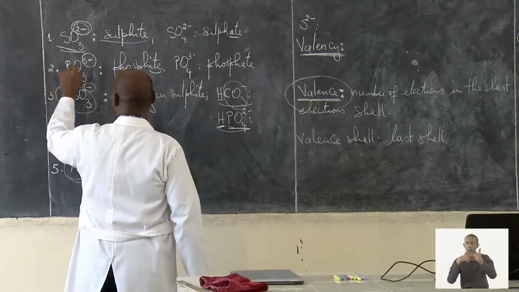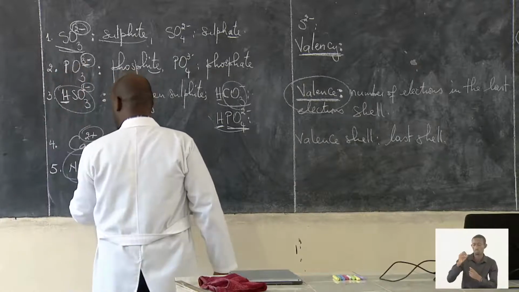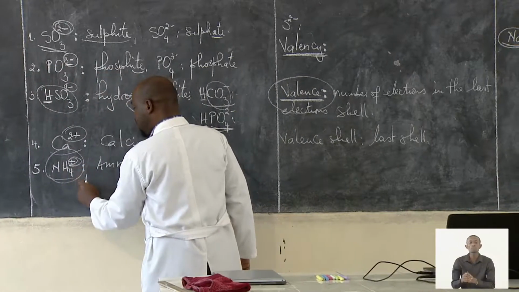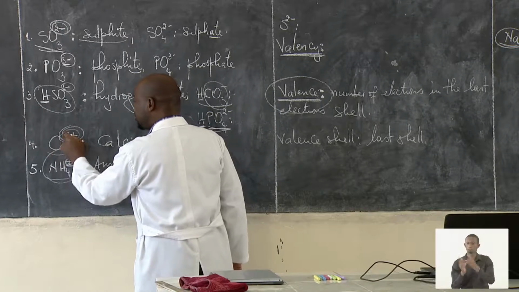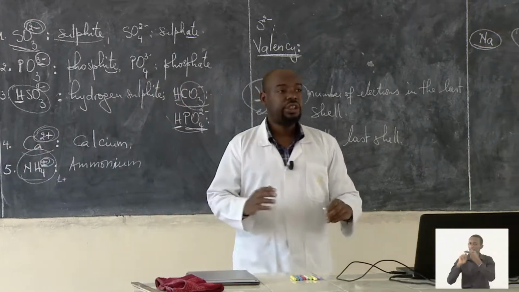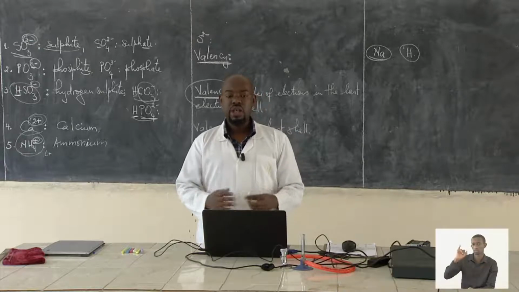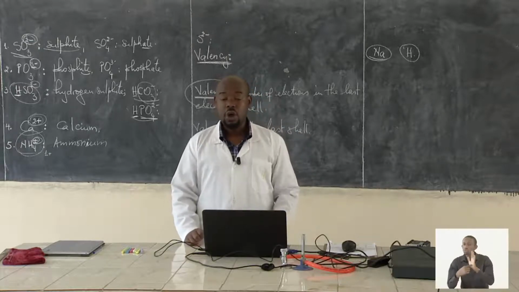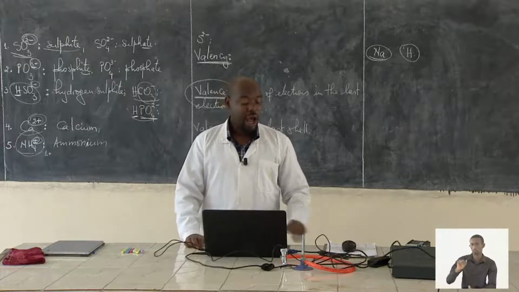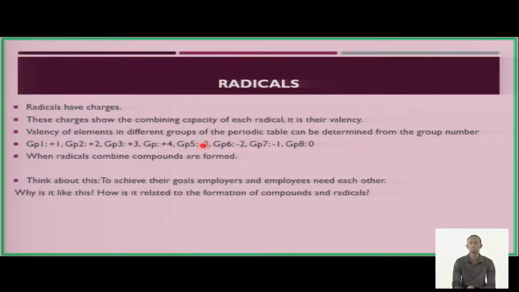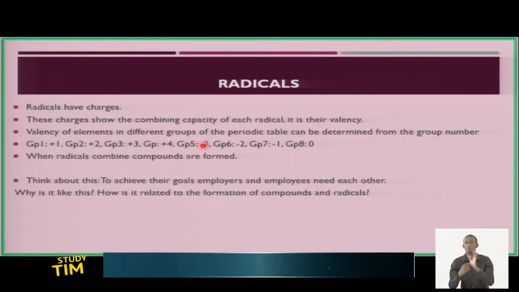And phosphide, it is 3 negative. For ammonium ion, it is 1 positive. For calcium, it is 2 plus. So the charges on the ions or the radicals show the valences of those radicals. And for elements in the periodic table, we can determine the valences simply by looking at the group number.